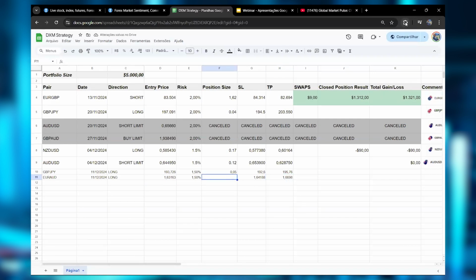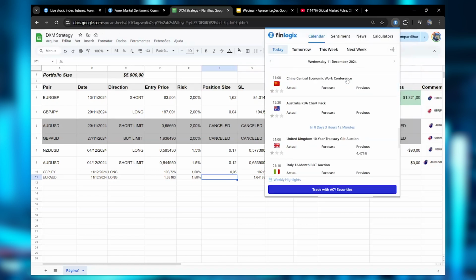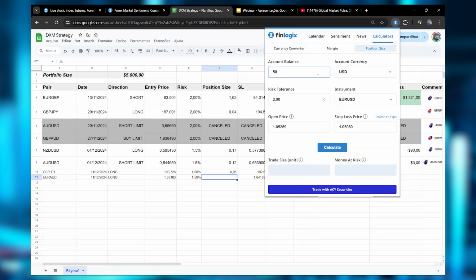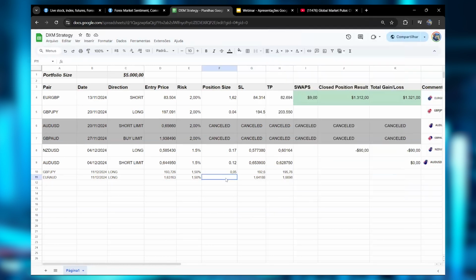Position size, let's calculate now. Calculators, position size, account balance 5,000, risk 1.5%, on Euro Aussie. There you go. Open price is at 163.163, stop loss is at 164.188. Let's calculate. That gives us 0.6 lots. Okay, and this is it for this trade.